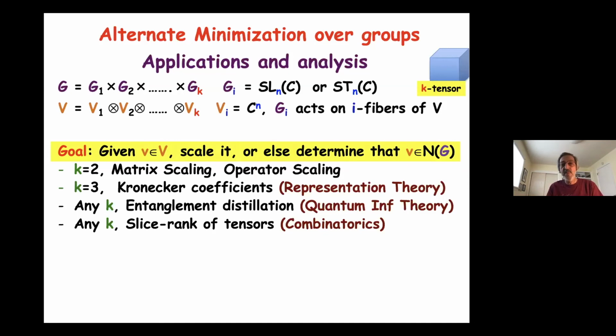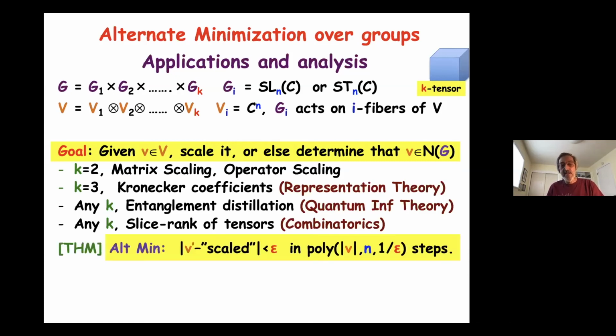Well, let me say what this one is. You are given a k-partite quantum state divided across k players, and they each can apply a local operation to their state. And what they want to achieve is to create maximal entanglement between each player and the remaining ones. So it turns out this is a problem that is naturally captured by this formulation. There's a slice rank problem in tensors, which is a combinatorial problem, and many others are captured by this, and I mentioned others already.